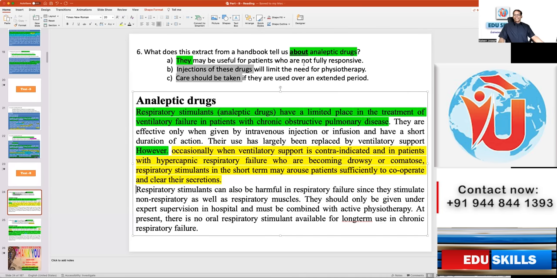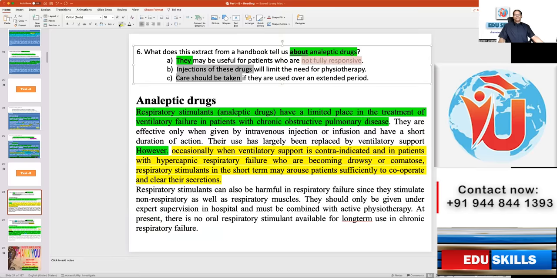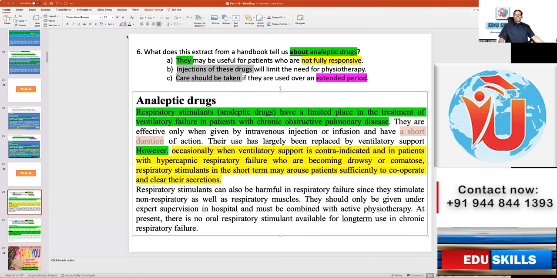Even that says not fully responsive patients, right? See, they are telling us used over an extended period, but in the first sentence they are saying in the short period. So here the ending word is extended period. Here it is short duration of action. What is that expression? A time expression, as well as a short period and extended period. So the very fact that you see extended period, you can say it is opposite to short duration.